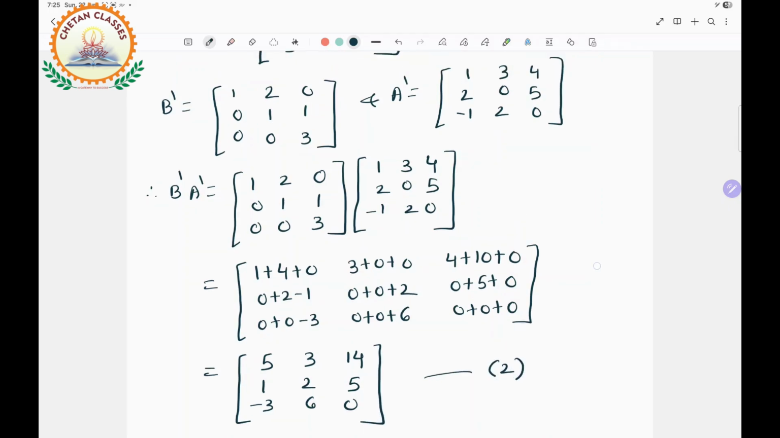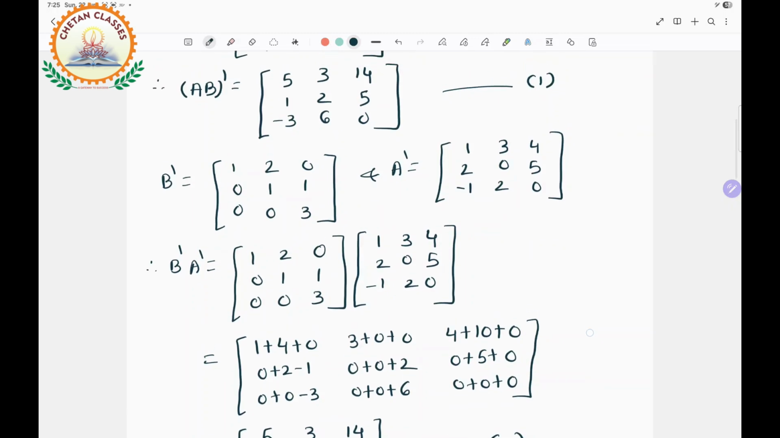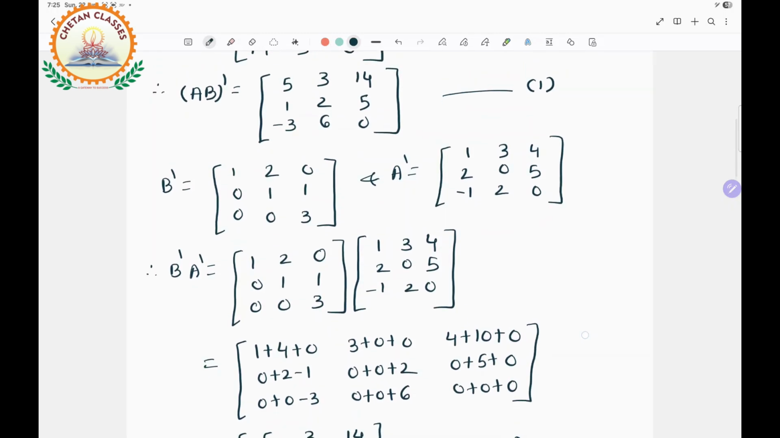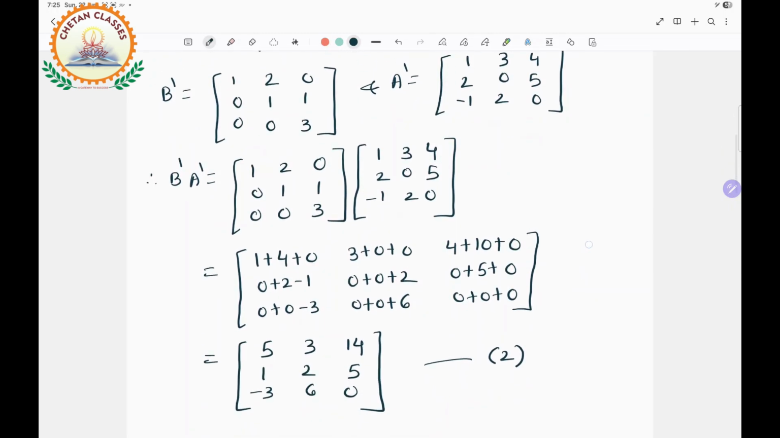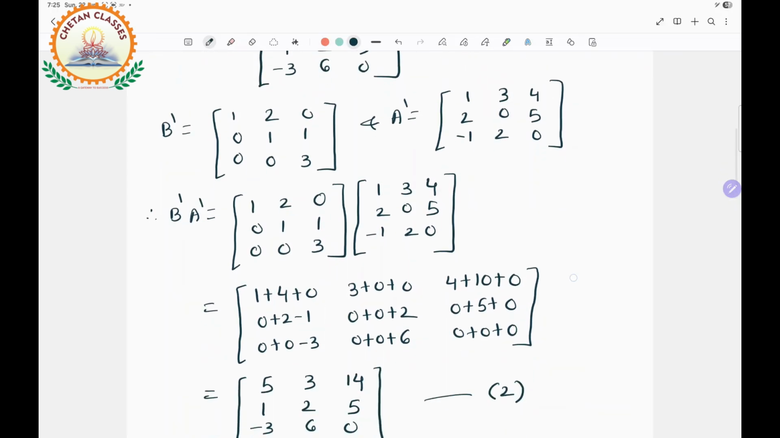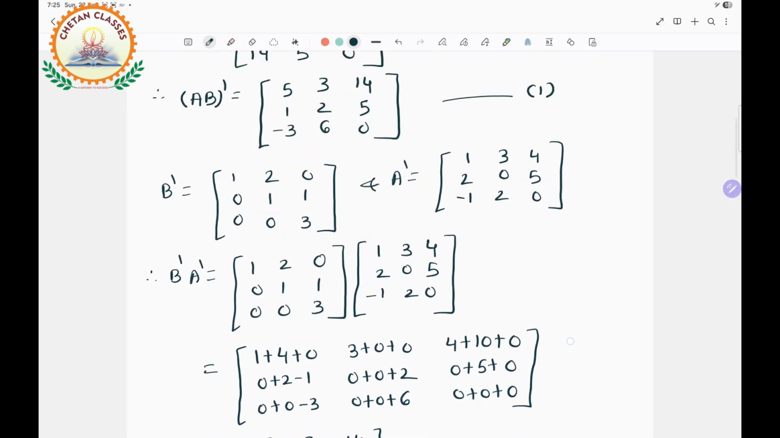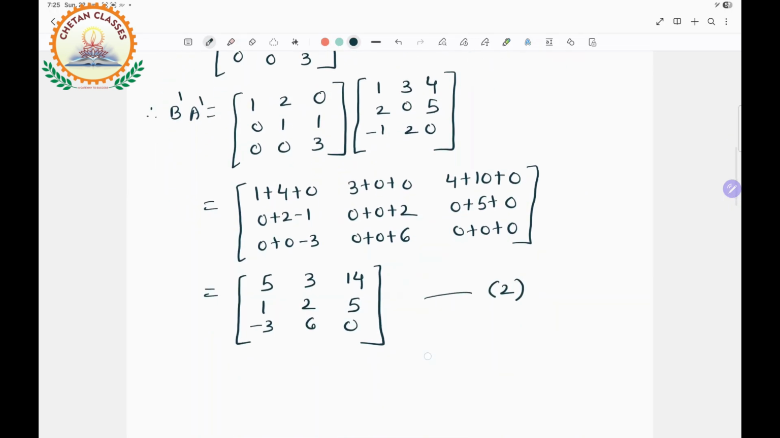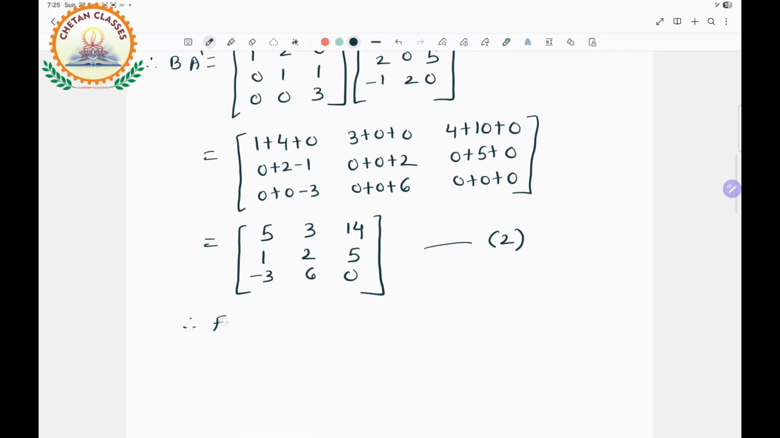Consider equation number 2. Now see equation number 1 and 2. First row 5 3 14. Here B transpose A transpose, first row is 5 3 14. Second row 1 2 5. Here also 1 2 5 and minus 3 6 0, minus 3 6 0. So therefore from 1 and 2 we get AB transpose is equal to B transpose A transpose. Hence proved.